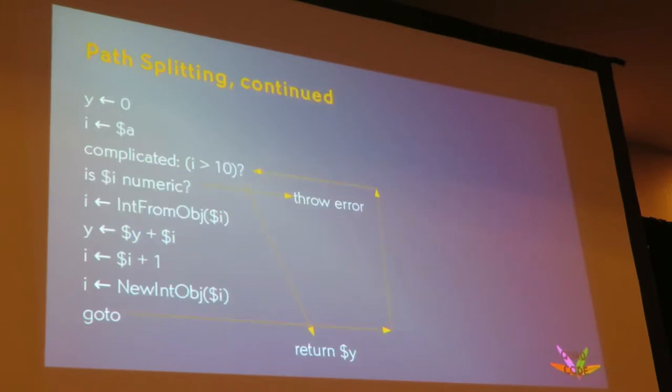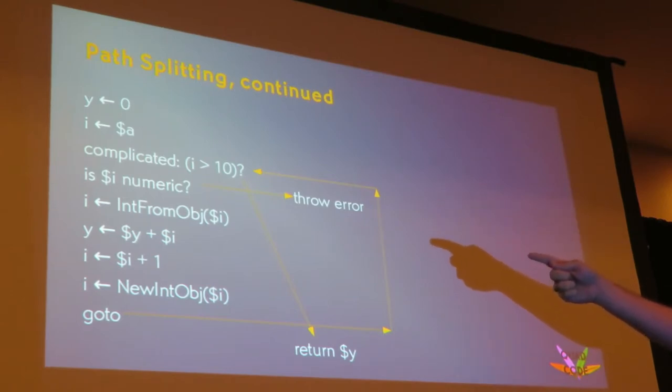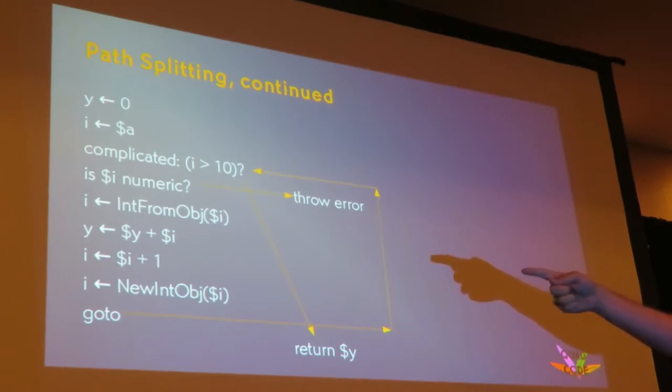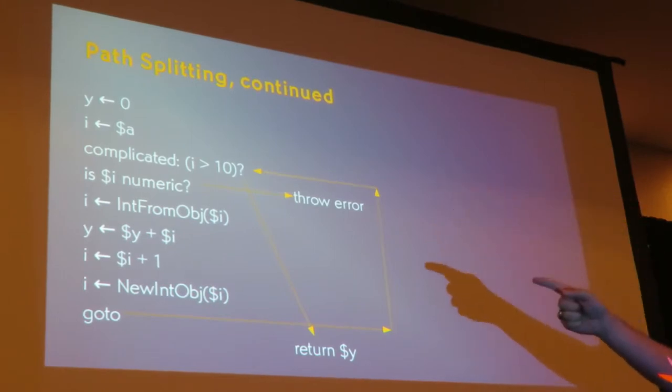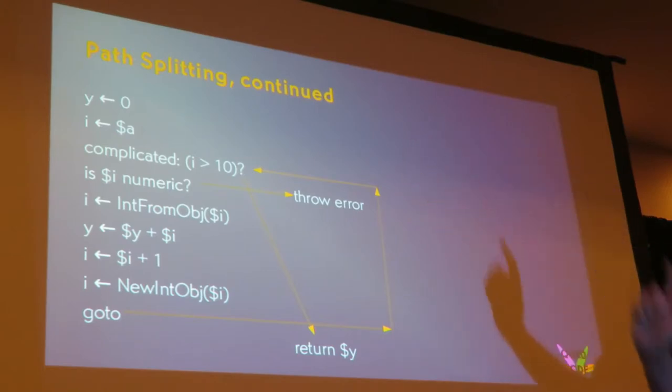So what this winds up looking like in lower level code is I put zero in I, I put dollar A, I've got that complicated branch. I say, is it numeric? If it is not, I throw an error. Take the int from an obj, increment y, increment I, put I back in an obj, and go back around the loop. And so there's several allocations here. There's several type conversions. There's a type check. And I can't eliminate any of it yet because of that first trip through the loop.